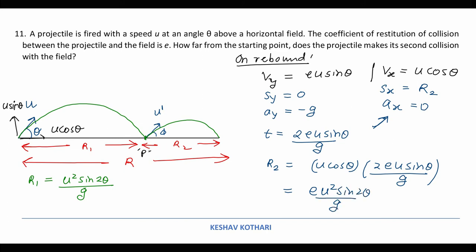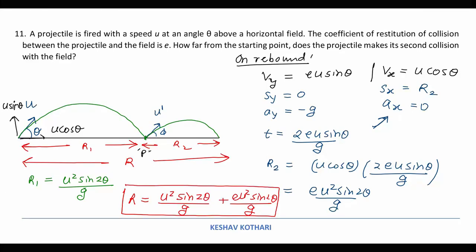So on collision, the y component of the speed is going to change, and we have obtained the value of R2, and hence the total R which we are looking for is equal to R1 plus R2, and we can write it as u square sine 2 theta by g plus e u square sine 2 theta by g. So this is the point from the throw where the second collision with the floor is going to take place.